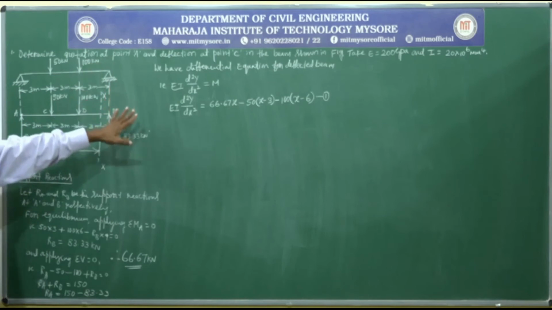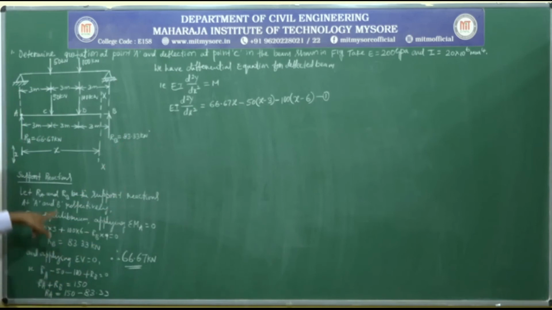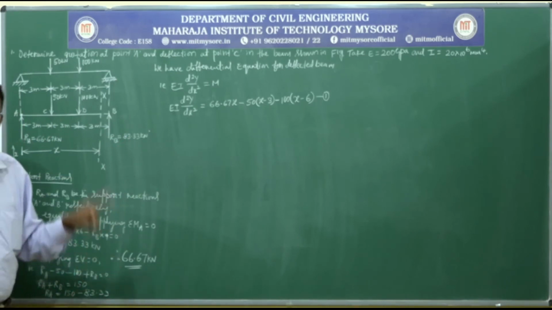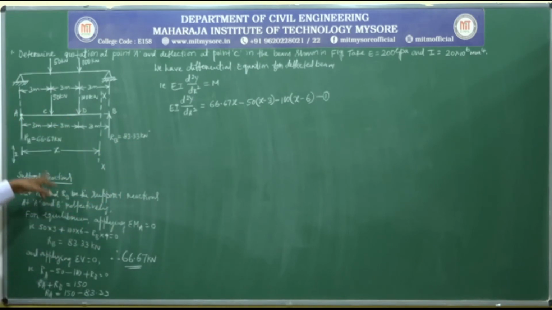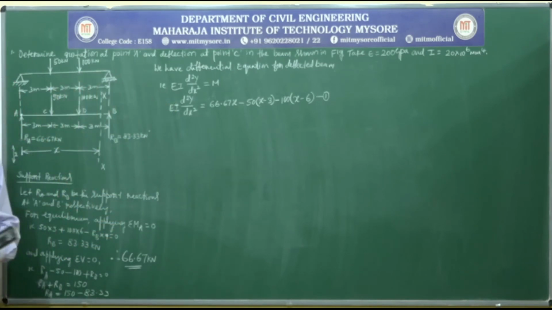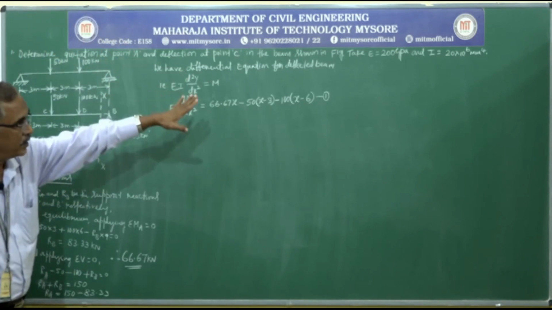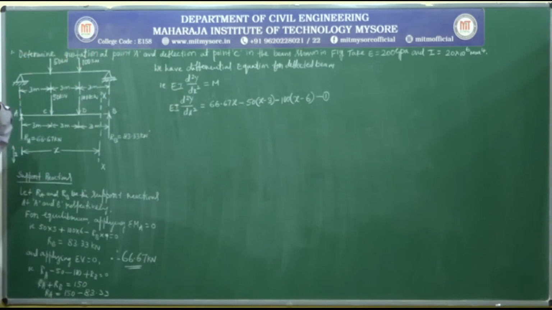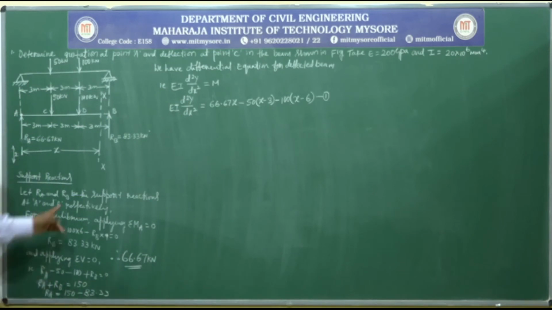This is very important. Equation 1 is very important. Before that, correct calculation of support reactions is also very important. Once we calculate the correct support reaction and write equation 1, we can proceed easily. The correct writing of equation 1 plays a very important role after the correct calculation of support reaction.